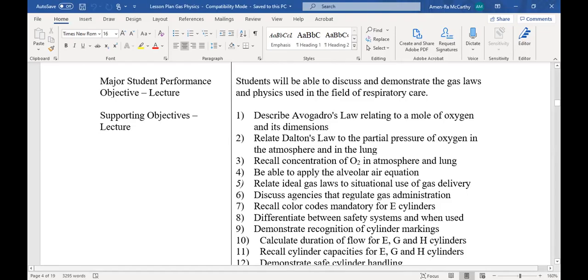So in your page that you make for laws, sometimes you just use a certain color. I use pink highlighter for my laws, and somebody might say I use blue highlighter for all my formulas, and then you kind of know that, right? So it makes it easier to find when you're studying. So you'll be able to discuss Avogadro's law relating to a mole of oxygen, relate Dalton's law to the partial pressure of oxygen in the atmosphere.